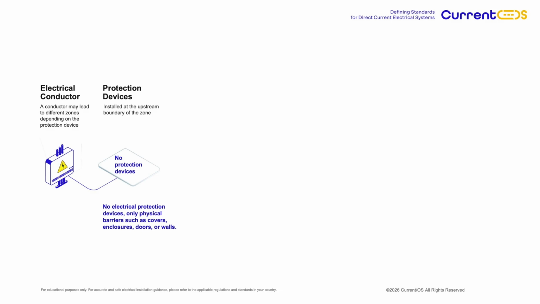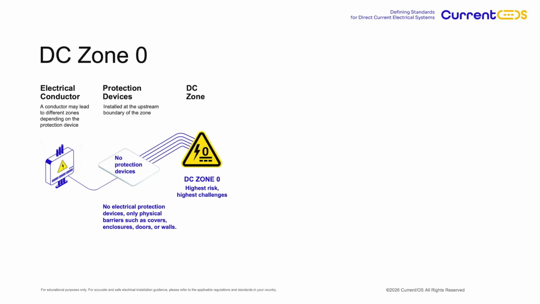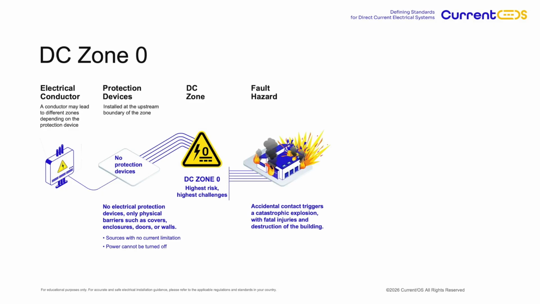At the battery terminals, the risk is extremely high. The only protection consists of physical barriers, such as covers, enclosures, doors, or walls. This is classified as Zone 0. It has the highest level of risk and challenges. In case of arc flash, there is a high incident energy risk.